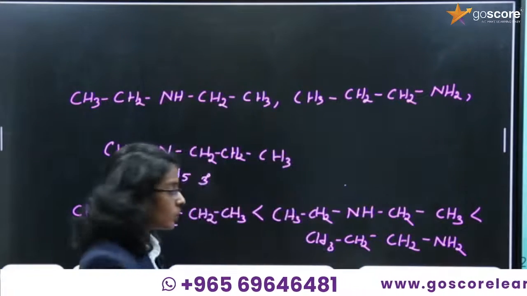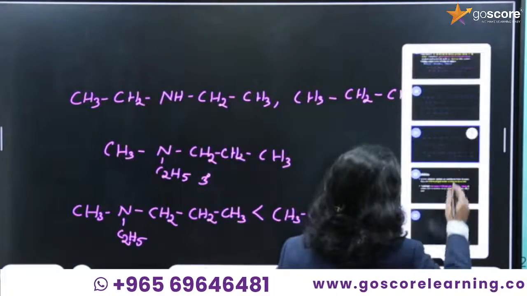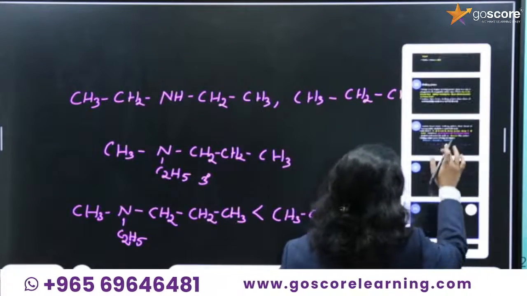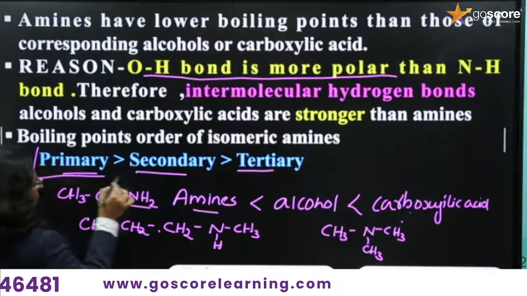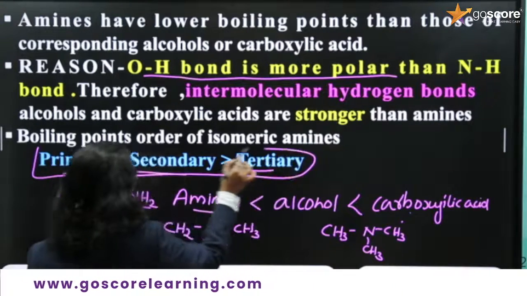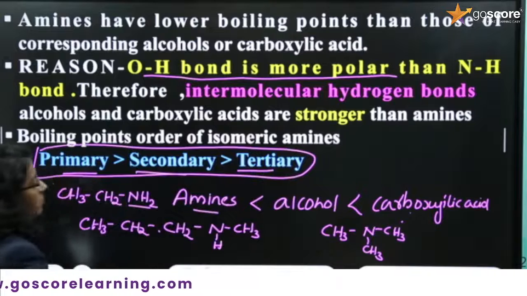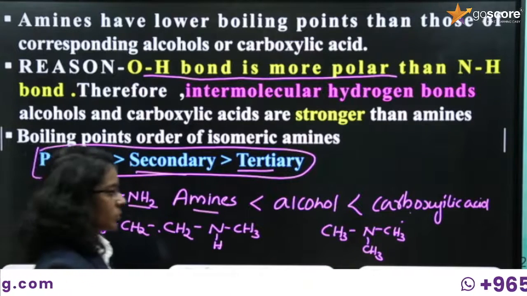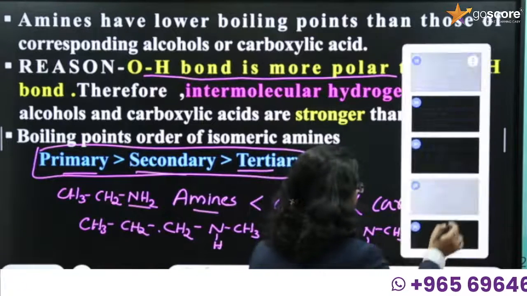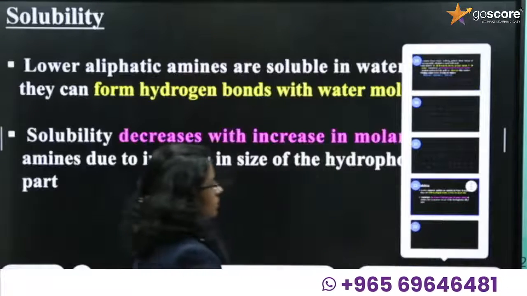Is it clear for you? You have to study this order. So write in your book the boiling point order for isomeric amines is primary greater than secondary greater than tertiary. The next one is the solubility.